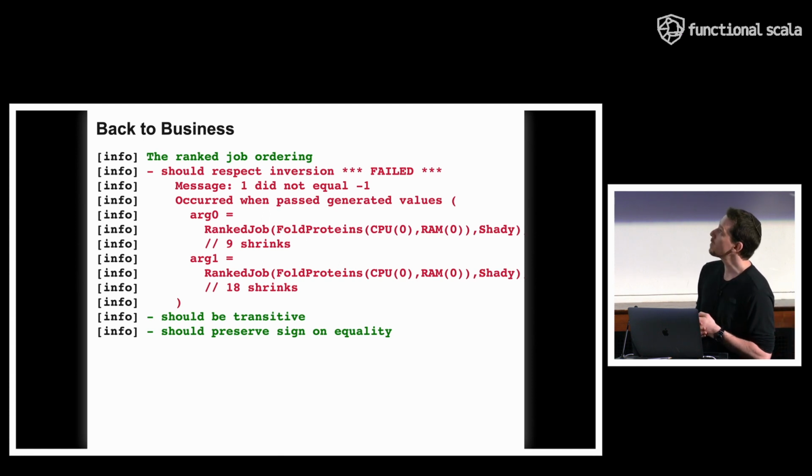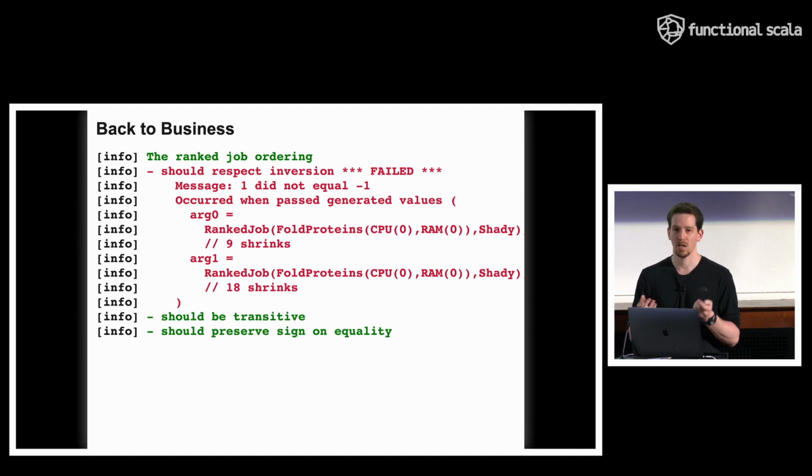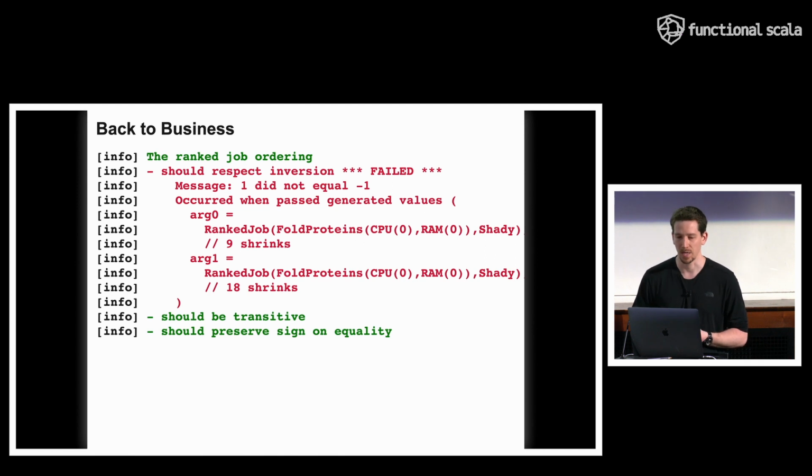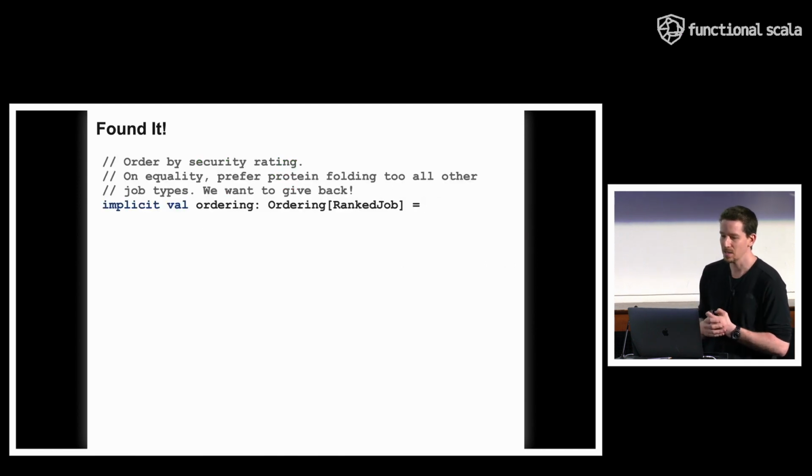And we got a very, very minimal reproduction. So if we run this test multiple times, we see it's always a couple of fold proteins jobs that always have the same security rating. So we can finally now pinpoint our bug.